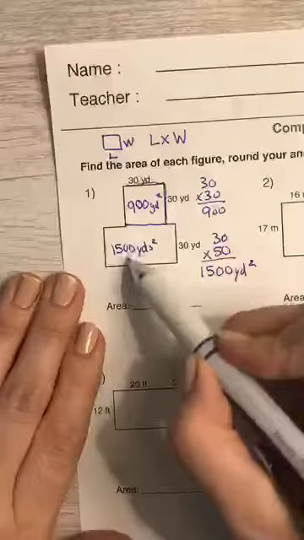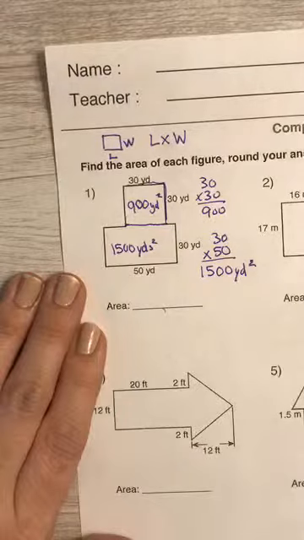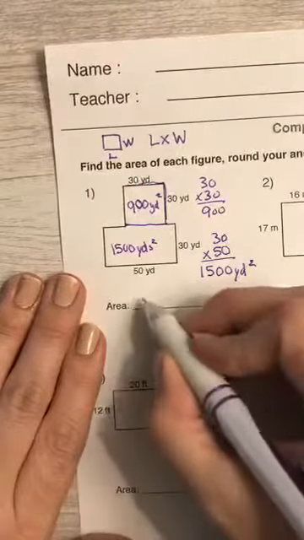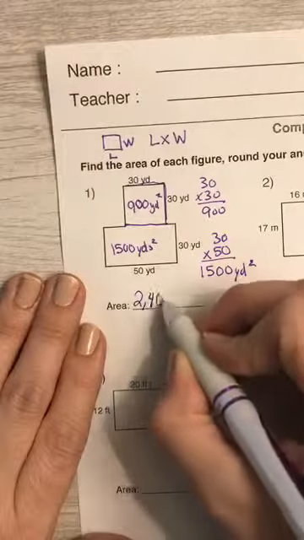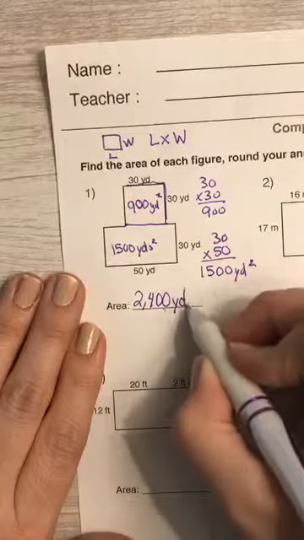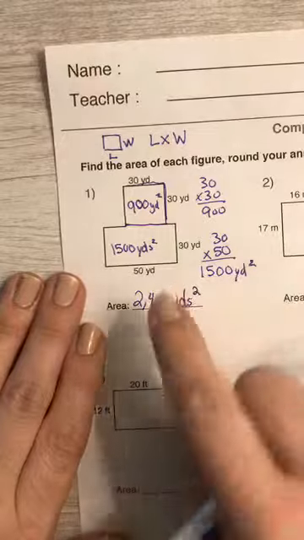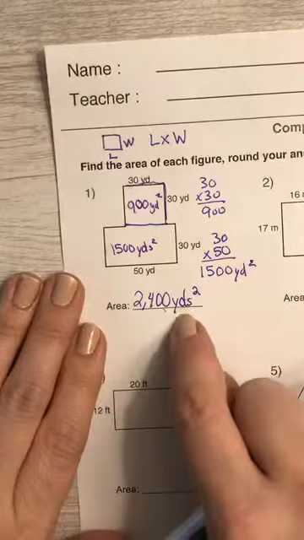Okay, now to get the total area of the entire shape, you're going to take your 900 plus your 1,500. And you should get 2,400 yards squared. Make sure you write down your unit and square it since we are doing area.